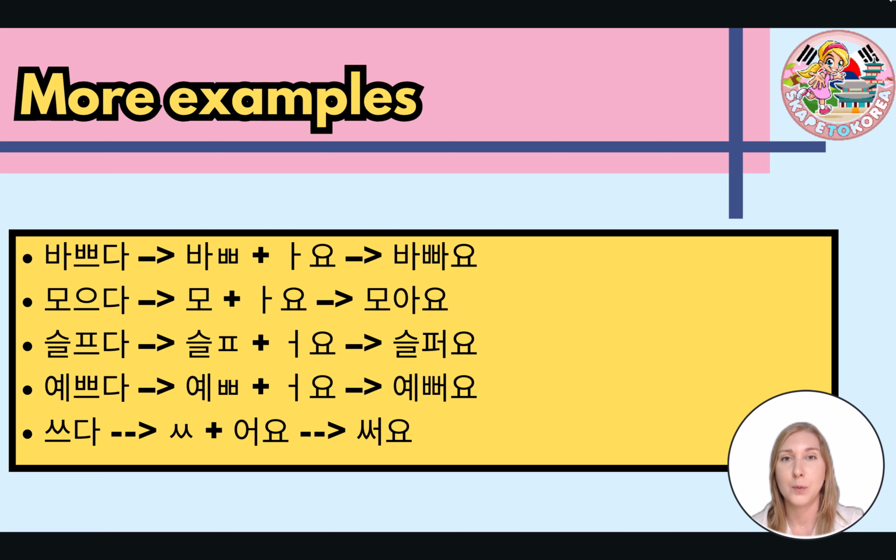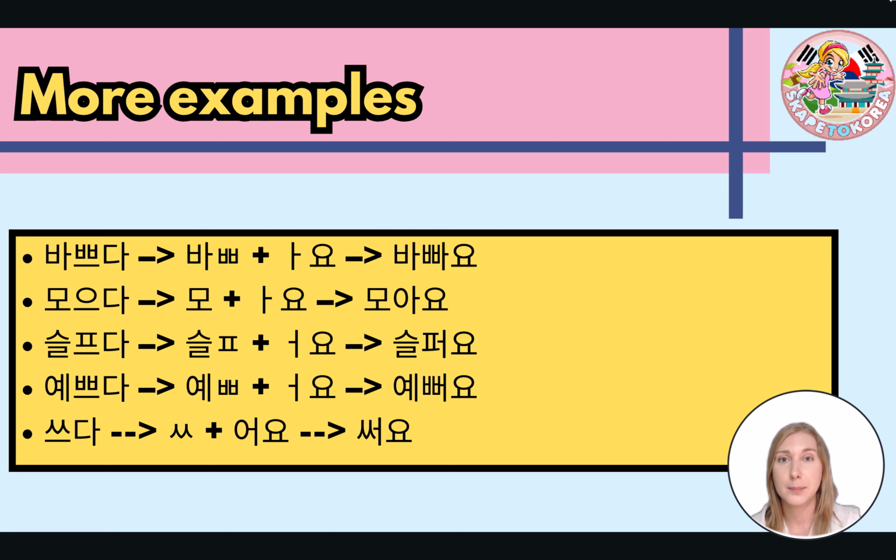모으다, to gather. 모, and then we're dropping the ㅡ, right? So we just have 모 and the silent consonant. We're checking what the vowel there is. So it's ㅗ, right? That's the vowel that's left. So we're adding 아요 because it's the first one that applies. So it's 모아요.